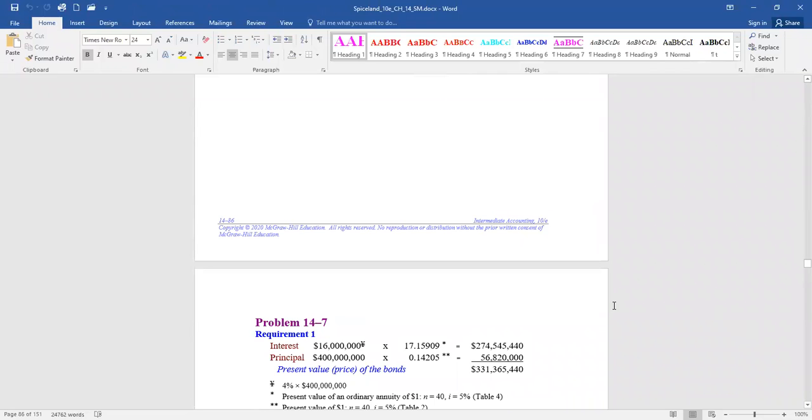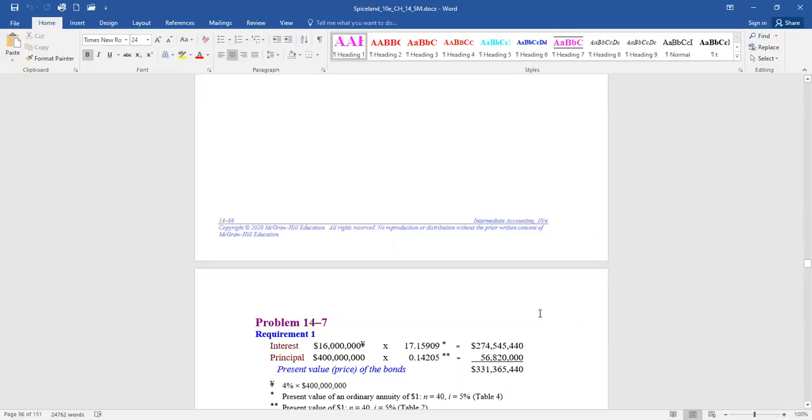Let's go to 14.7. In 14.7, we have McWhirter Instruments sold $400 million 8% bonds. Remember, that's the face value and the contract rate, dated January 1. The bonds mature on December 31st in 20 years. Bonds are selling at 10% in the market, so that's the market interest rate. The interest is paid semi-annually. Blanton Technologies purchased $400,000 of the bonds as a long-term investment.